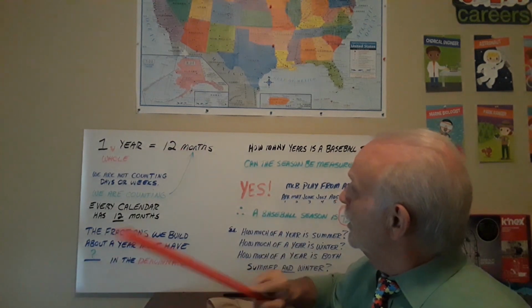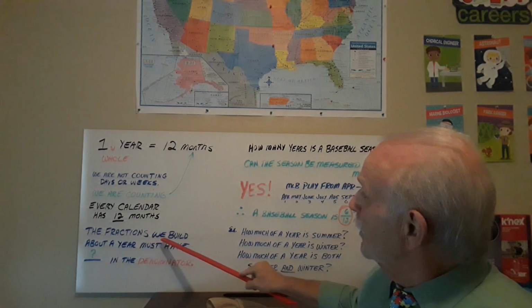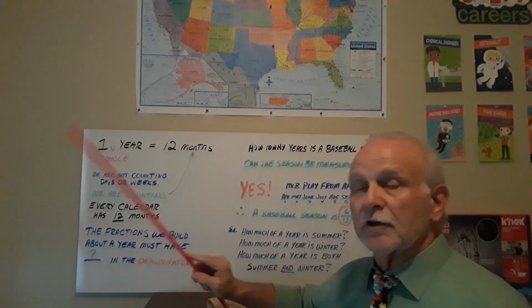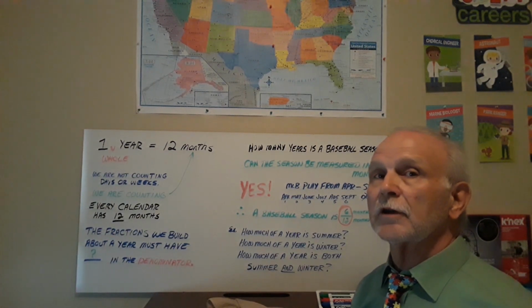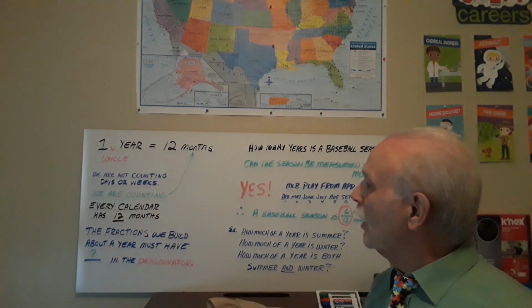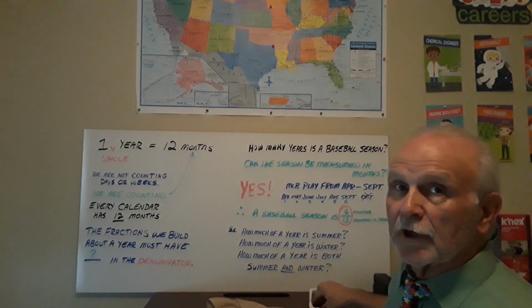So if we are building fractions about a year, then that must have what in the denominator? Go ahead. Manny, Kylie, what's it have to have in the denominator? That's right, 12. There must be a 12 in the denominator.